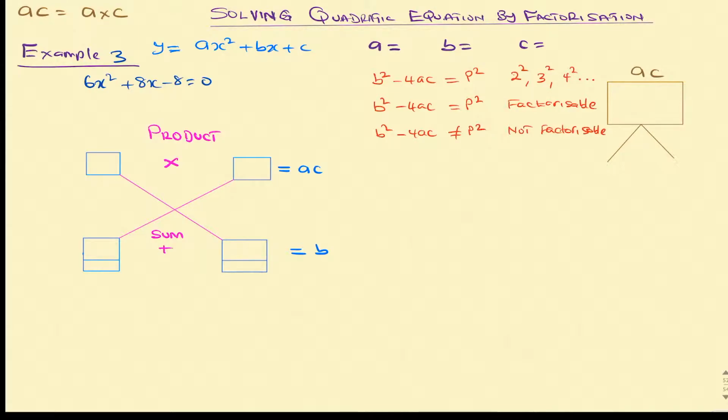Example 3. 6x squared plus 8x minus 8 equal to 0. Solving by factorization. Before we solve by factorization, this equation has a common factor of 2. Because it has a common factor of 2, we can divide both sides by 2 because this equation is set to 0. So, dividing both sides by 2, we get 3x squared plus 4x minus 4 equal to 0.